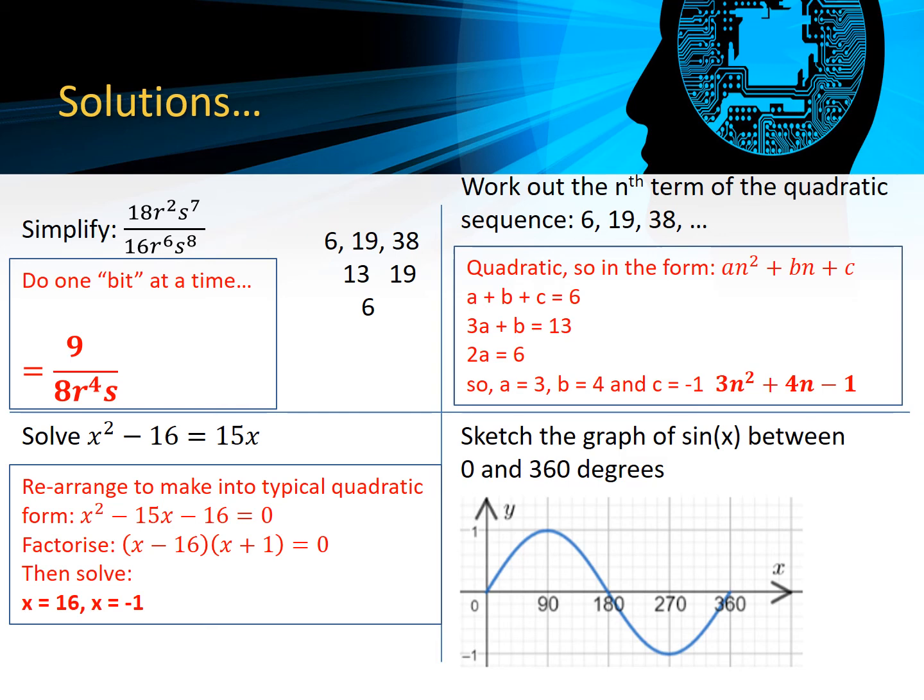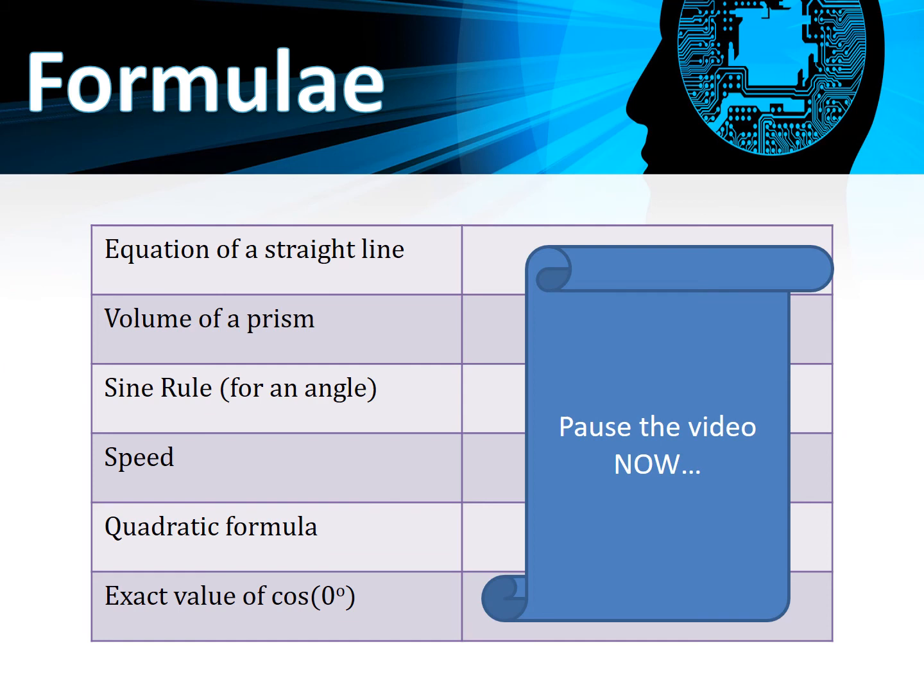Okay, let's move on. So today we've got our formula, again some the same, some different. I've added the sine rule in, for example. We've got an exact value still, the quadratic formula stayed, and we've gone back to volume of a prism. So let's see how we do.